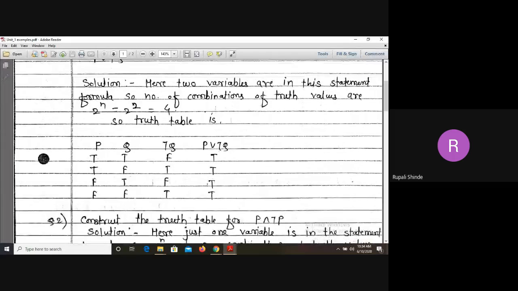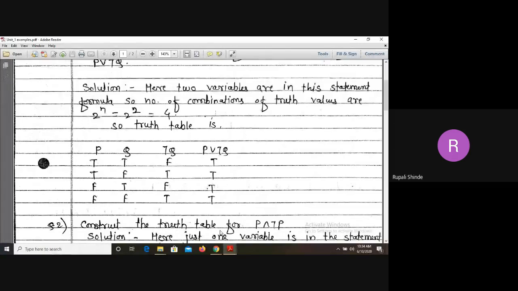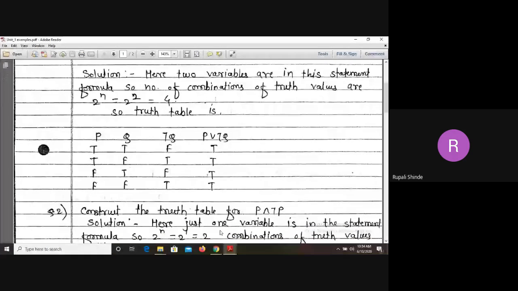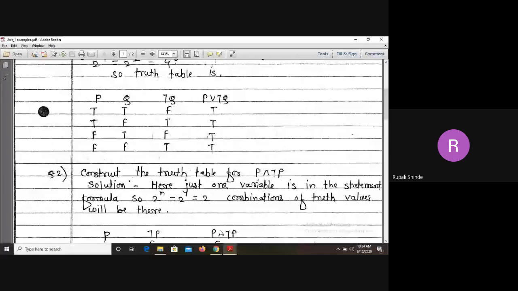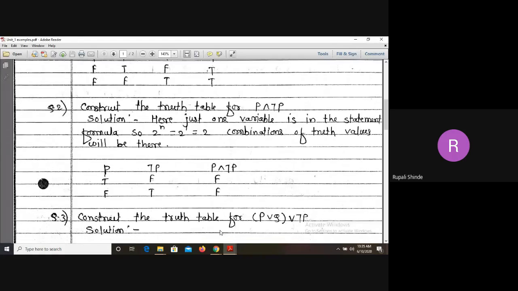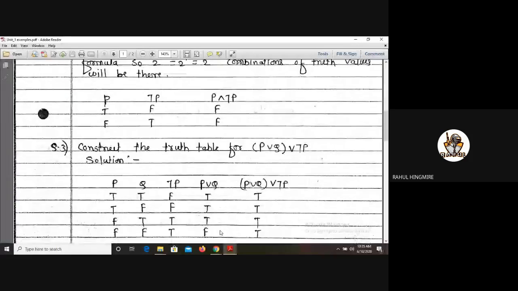Now construct the truth table for P and negation P. Just one variable is there, so only two combinations will be there. The values are F, F. Sorry. Construct the truth table for P or Q or negation P. All true. Yes, that is correct.